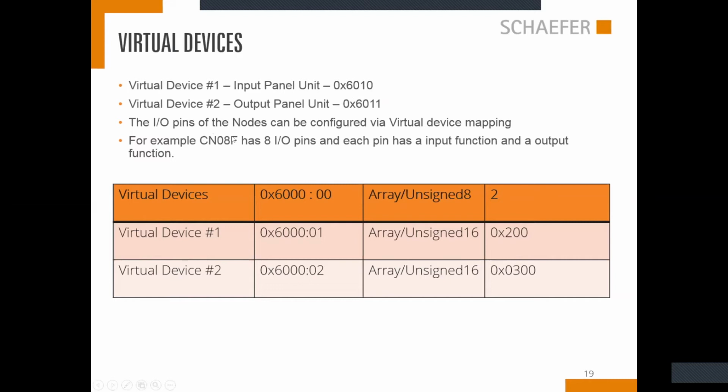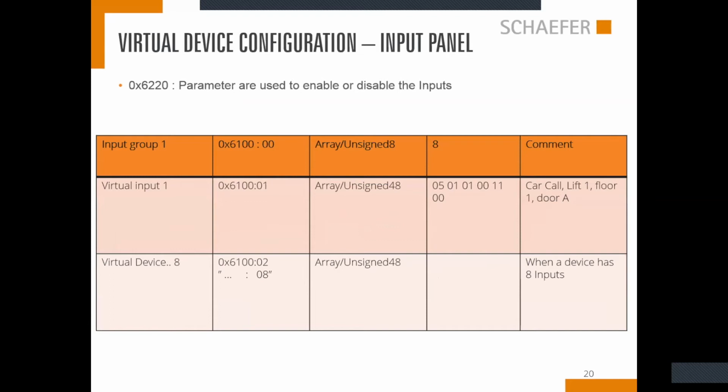For example, one of the smallest nodes we have, the CN08, has 8 IO pins. So there we could connect, for example, 8 switches or buttons, or it could be connected to a display with 8 inputs. This Lift profile also has 0x6220, where we could enable or disable the input pins.